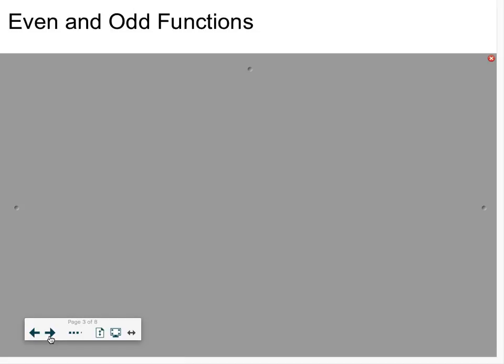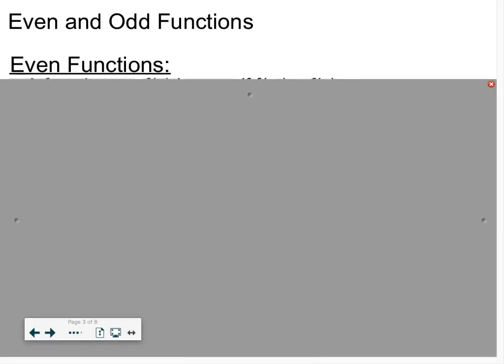Okay. So we are going to talk about with each of these what it means algebraically and what it means graphically. The graphical part of it is going to be the easiest to determine. The algebraic part is going to be what we're going to need to work on here in class today. Okay? So we're going to start with even function.